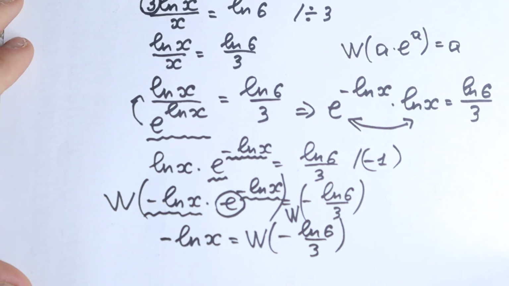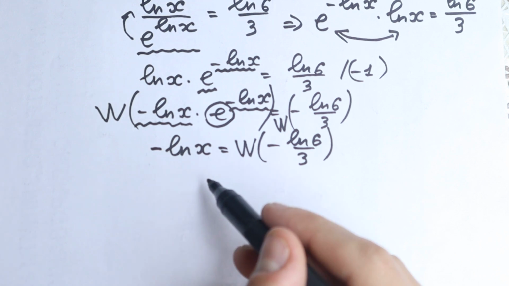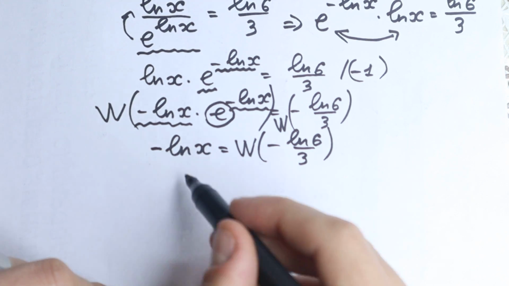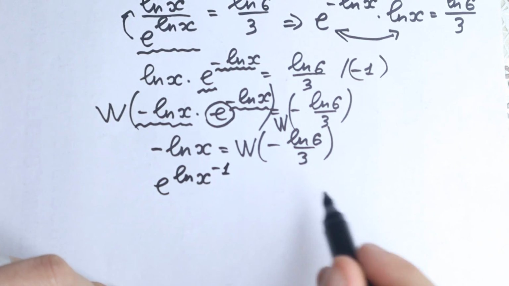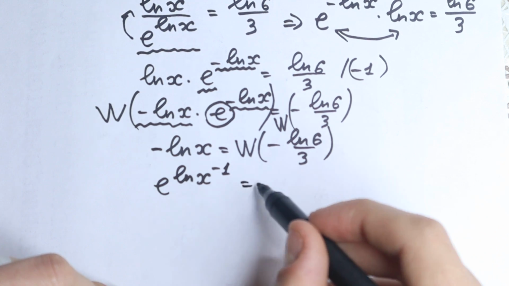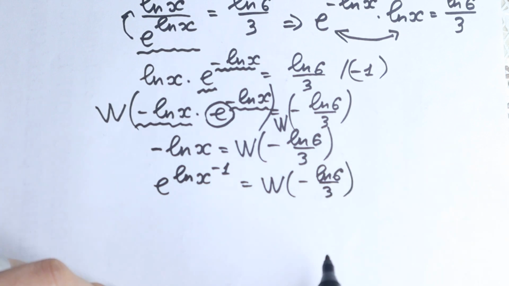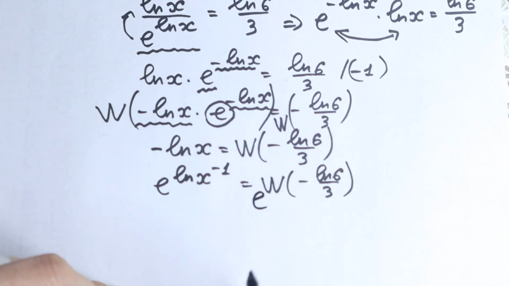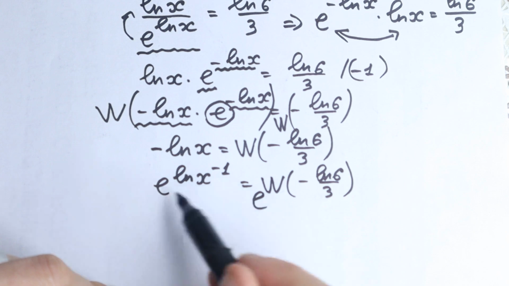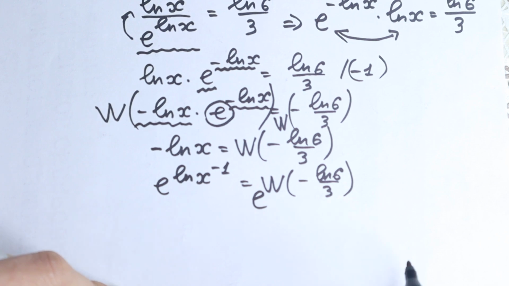Okay, which is really great right now. So this is a constant on the right hand side, and we need to find our x. How can we do this? Let's write this minus natural log x as e to the power natural log x to the power -1. We can easily write it, this is absolutely the same, equal to the Lambert W function of minus natural log 6 over 3. And of course, if we take e right here, we need to write it on the other side too. So this is e to the power Lambert W function. We just write base e on both sides, and right here we bring this minus as a power of -1.